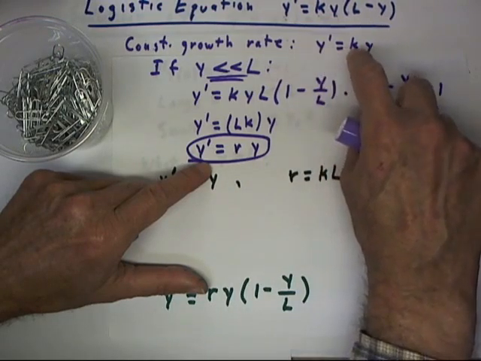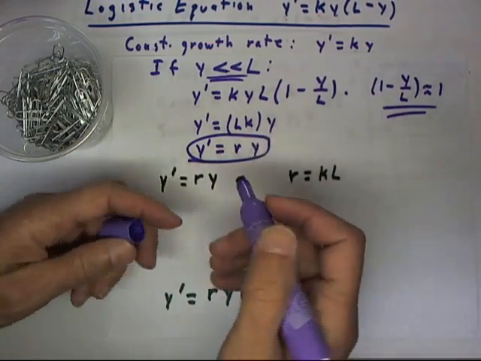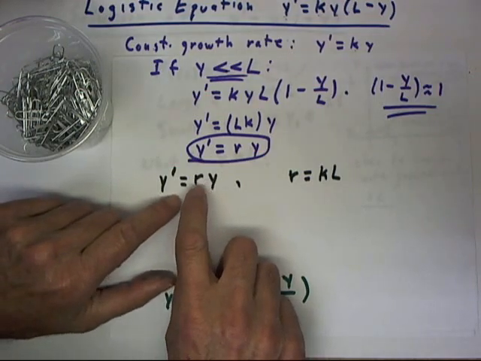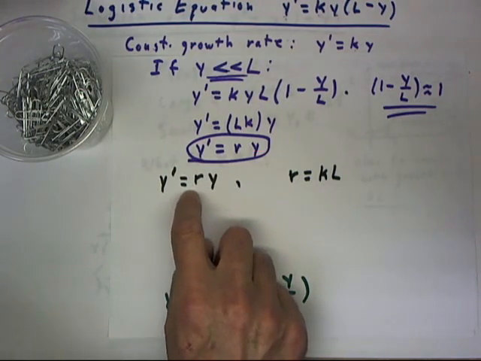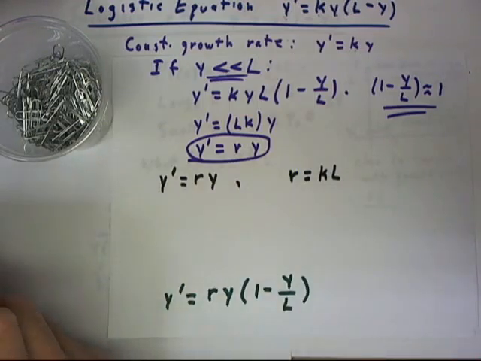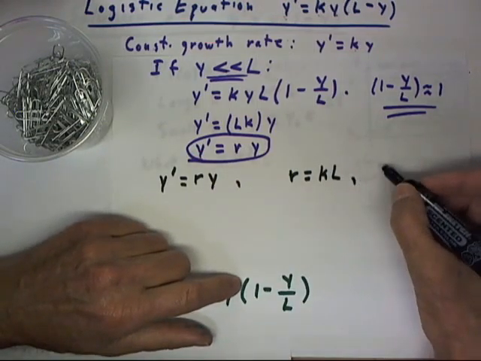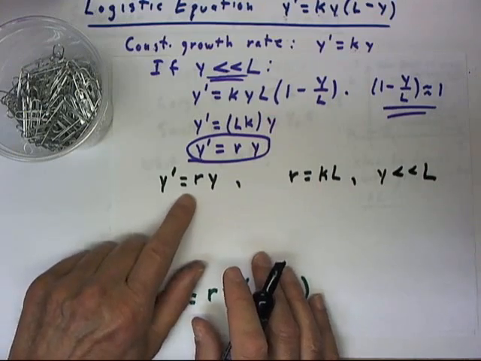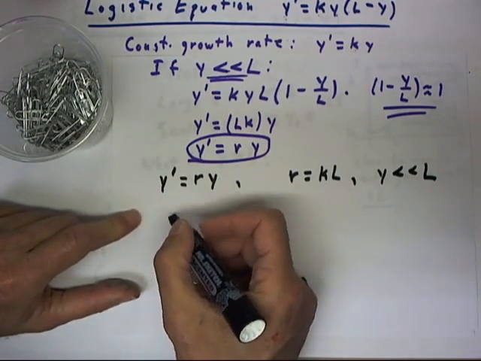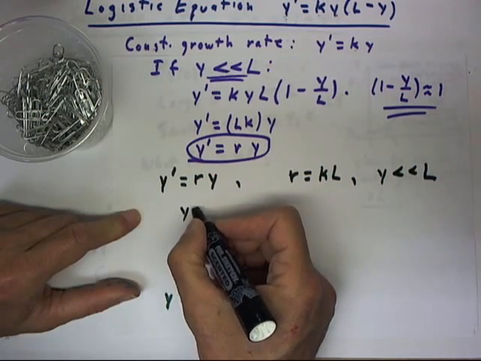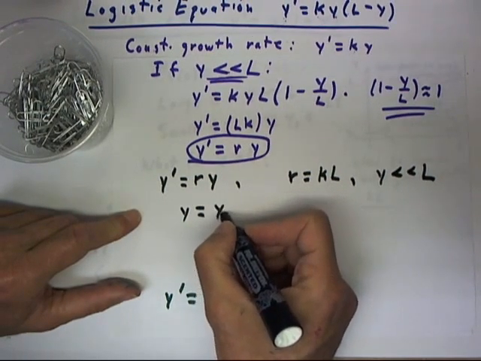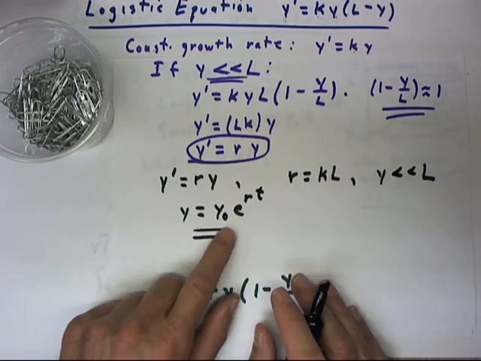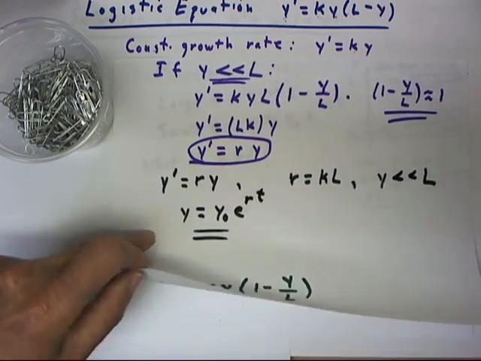I've used the form y prime equals ky, but this is y prime equals ry, so that as long as y is much less than L, we can rewrite the equation in the form y prime equals ry, where r equals kL. This function just has a solution, and this solution should be very straightforward to you. This should be y equals y naught e to the rt, and that's identical with the solution we found previously.